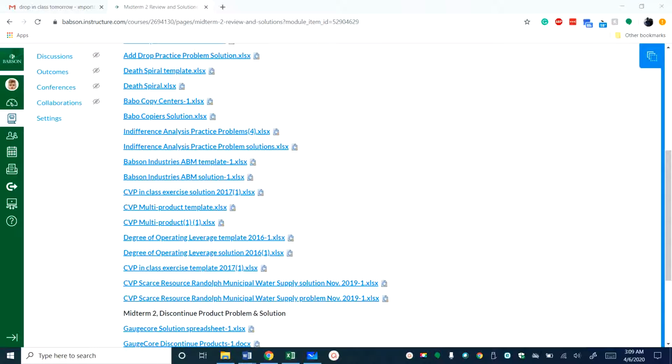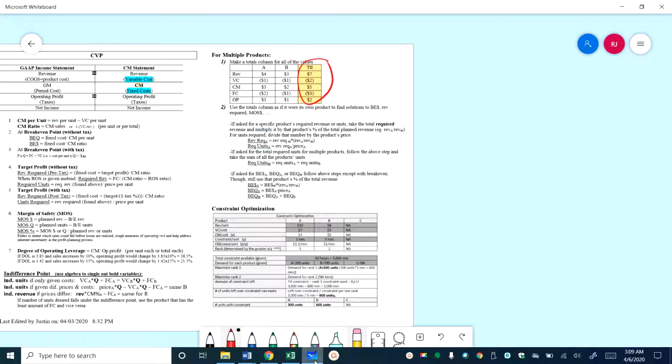So for the practice problem for the CVP multi-product, we're just going to go to session 15 and then go to CVP multi-product template. So I'm going to pull up my cheat sheet so that you guys can use it. And it's kind of small, so you may have to zoom in and pause if you can.